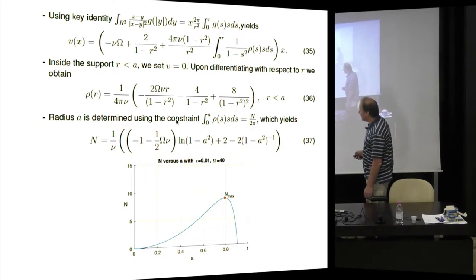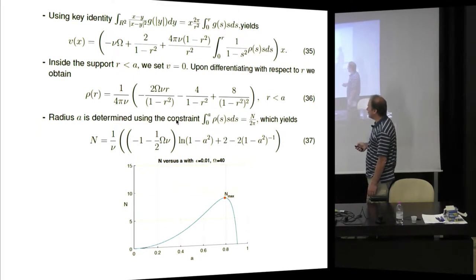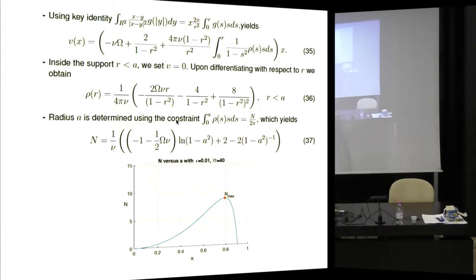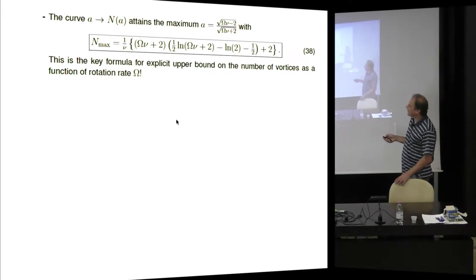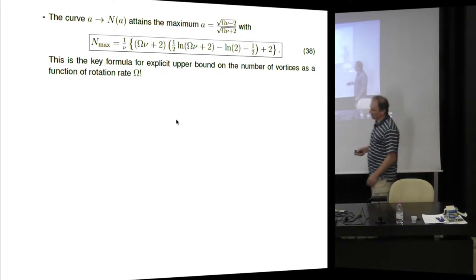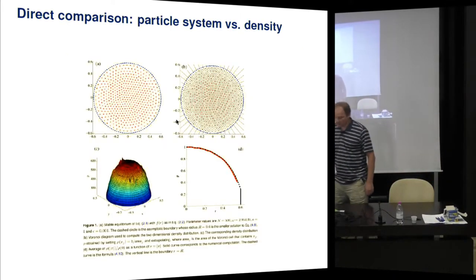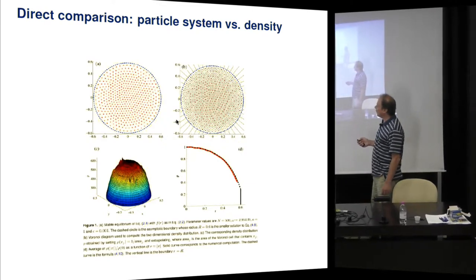Okay, and when you plot this relationship, it turns out that there's this maximal number of n. There's also the radius a. a is the radius of the vortex crystal lattice, and as a function of a, this is what n looks like, and then there's this n max. Okay, so no matter what the radius is, the maximum n for a given omega is some formula that you can derive by just differentiation, and there's the formula. Okay, so that gives the maximum number of vortices for a given rotation rate omega. And it's an explicit formula. And again, this is the two-dimensional calculation of density.